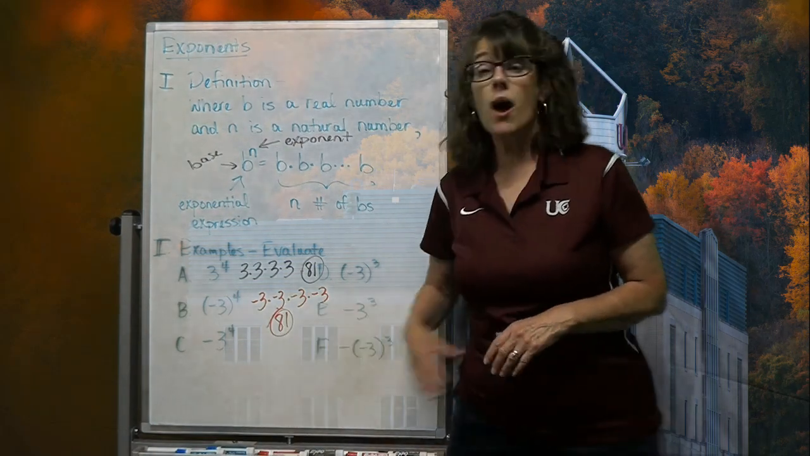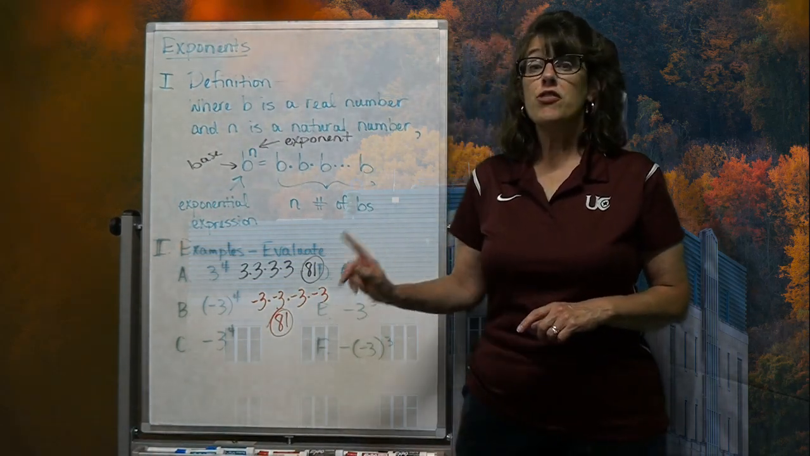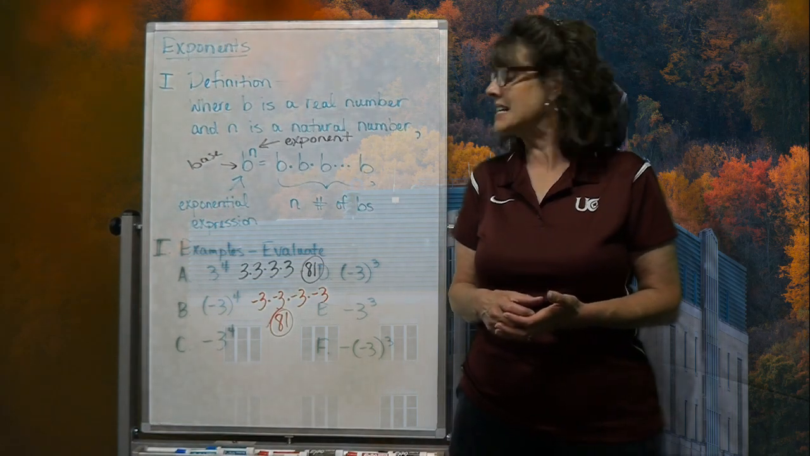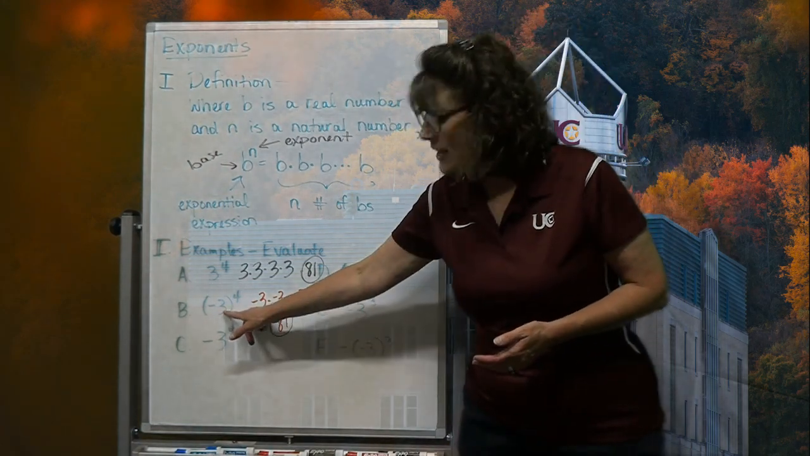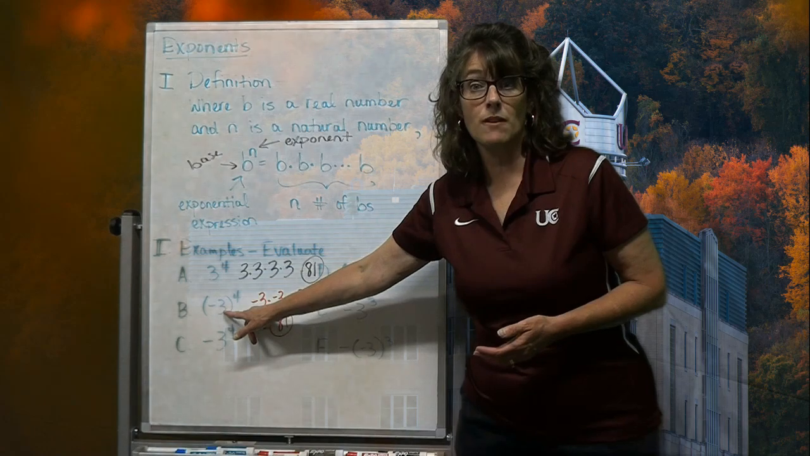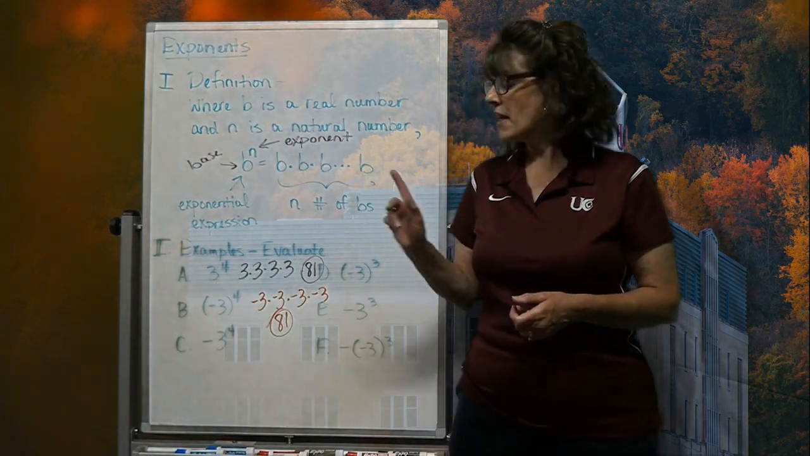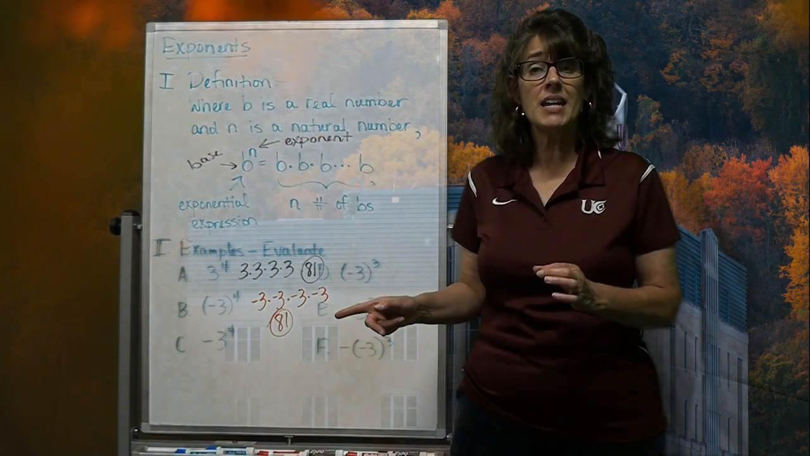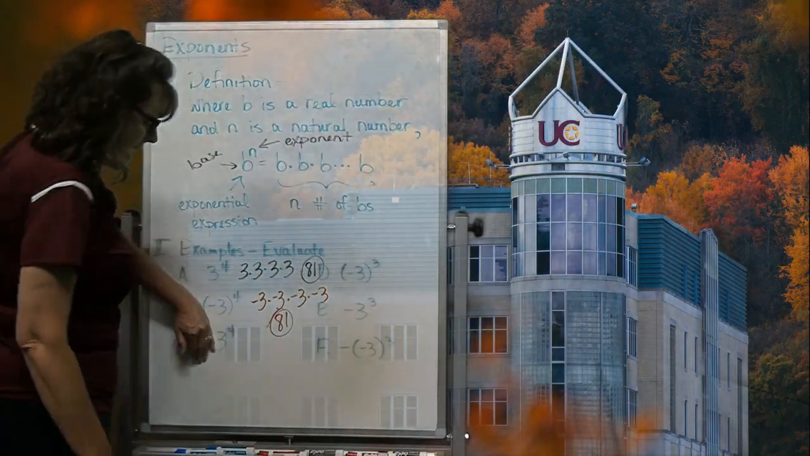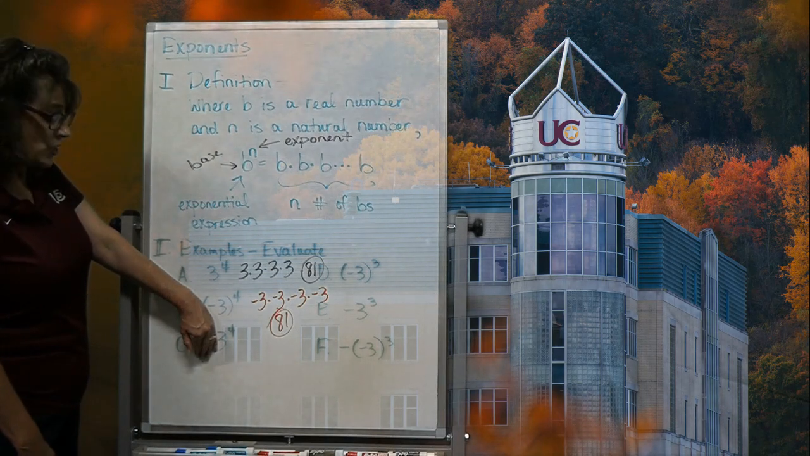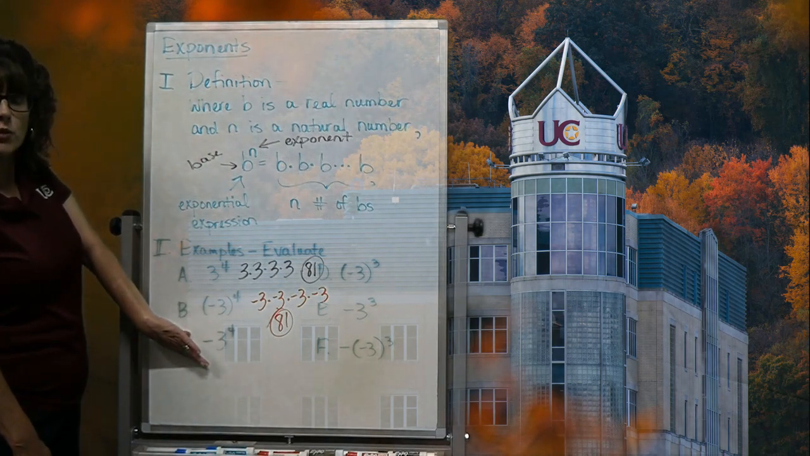However, that is not what this one indicates. This one, the reason the parentheses is not there is to tell us it does not mean negative 3 times negative 3 times negative 3 times negative 3. If it meant that, there would be a parentheses around it. This one, on the other hand, what it indicates is take your 3 to the 4th, get it, and then just change the sign of whatever you got.